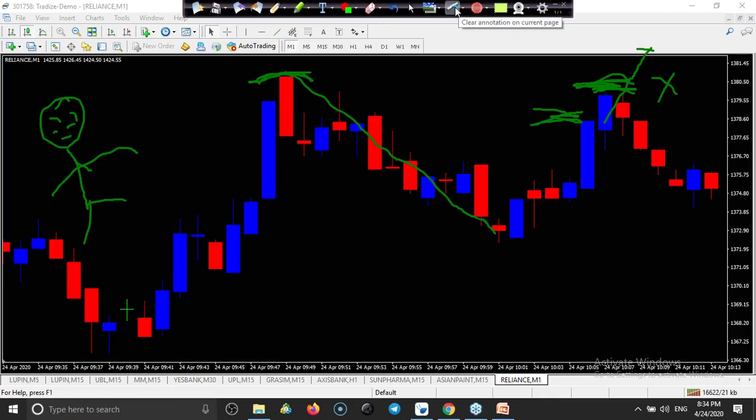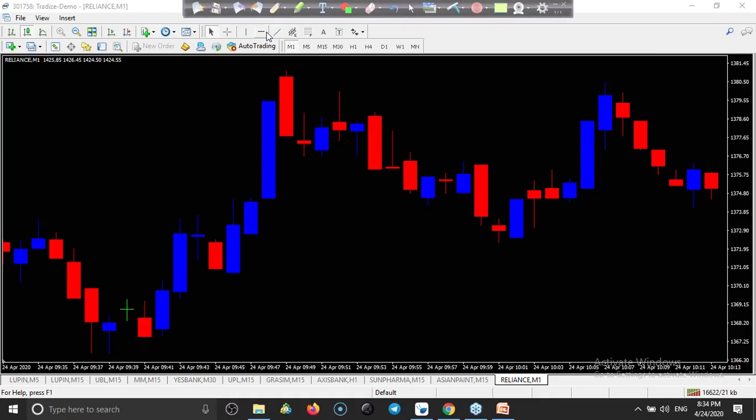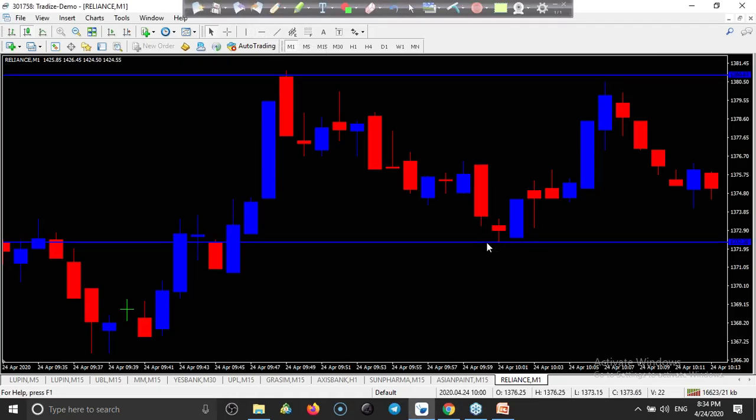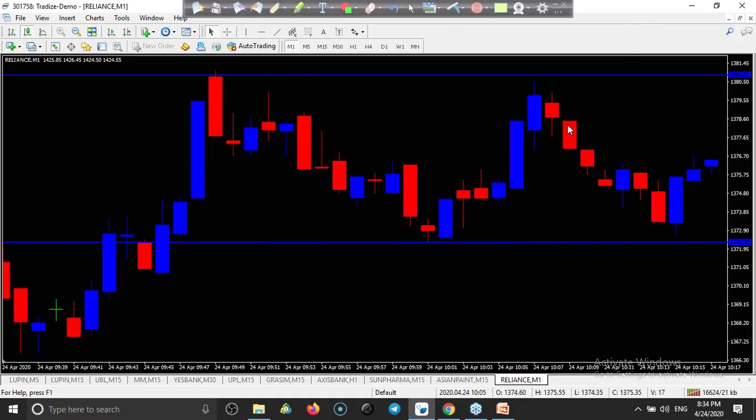I don't want to enter in this area now. What is the area of territory? This is the area of territory. I don't want to enter in this zone. So I booked the first profit, but price failed to break this higher point and dropped down from this area. Now here you can see again they failed to break this lower point, and again they form a bullish engulfing pattern. Would you like to buy in this area?